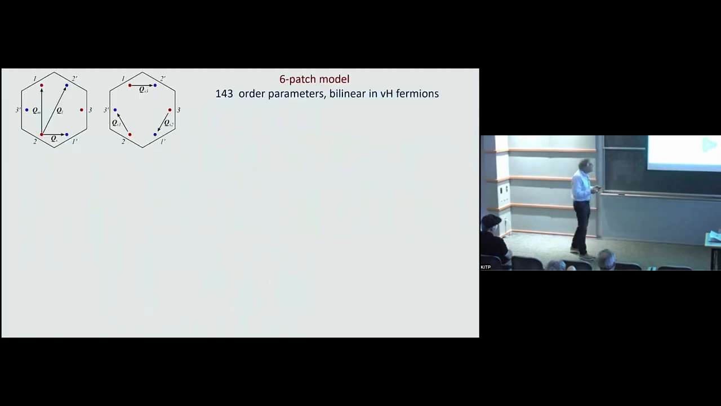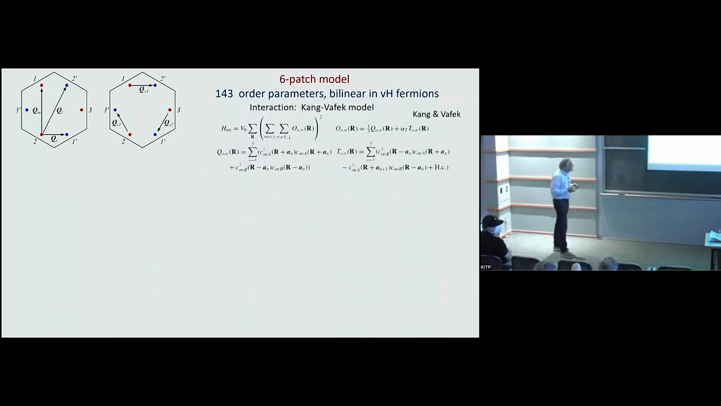And if I quickly look into this 6-patch model, meaning that I want to look at formulas near Van Hove points, then first of all, I have 3 different momenta connecting Van Hove points. I have 3 different possibilities to connect these Van Hove points, and the total number of order parameters is an unimaginable 143. In fact, somebody can realize that 143 is the number of order parameters for SU(12).